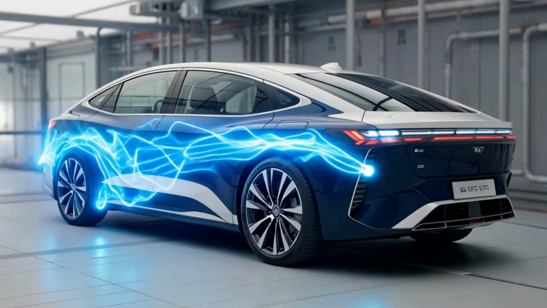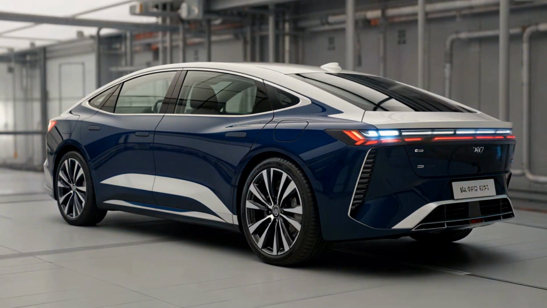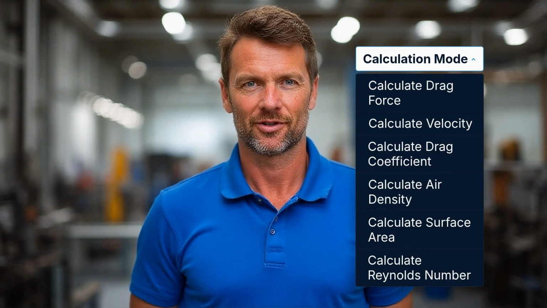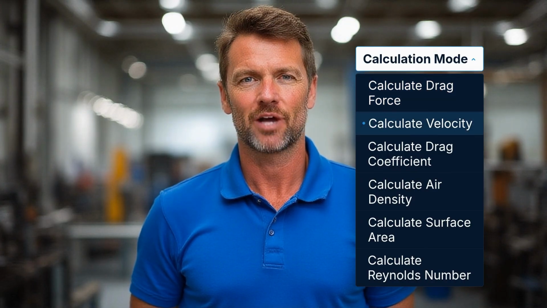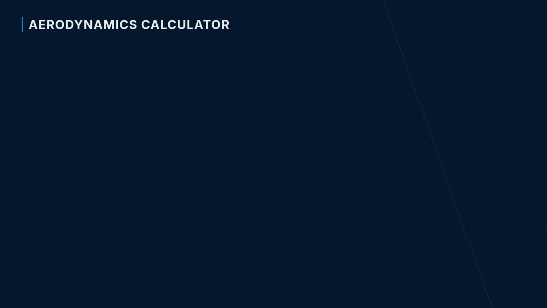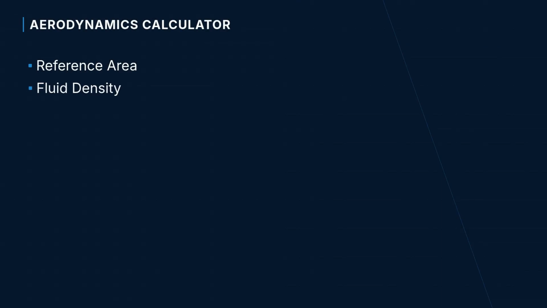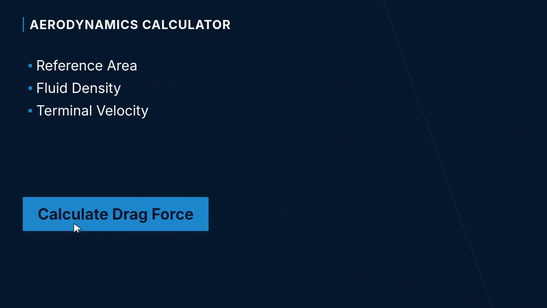This is the drag equation interactive calculator, which solves for various aerodynamic parameters using the fundamental drag equation. Let's explore the inputs. First, you'll see the calculation mode dropdown with 6 options: calculate drag force, calculate velocity, calculate drag coefficient, calculate reference area, calculate fluid density, and calculate terminal velocity. For this demonstration, we're using calculate drag force.